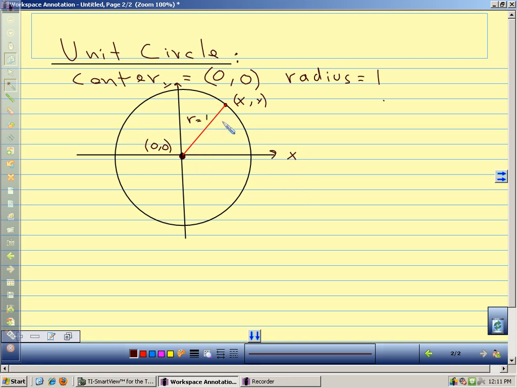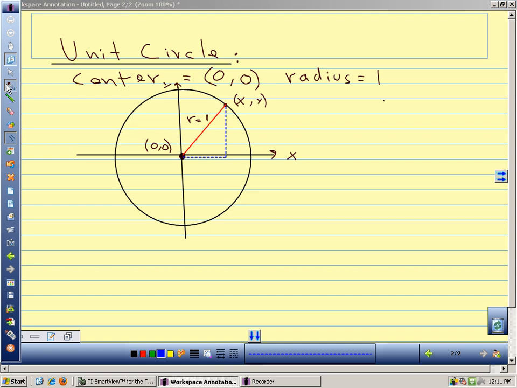Now what we're going to do to use the unit circle to help us out with trigonometry is we're going to turn this into a triangle. And we did this a little bit last chapter when we were working with circles. So I'm going to turn this into a triangle and make the sides dotted. So I'm going to do it like so, and like so. And we'll say this is a 90-degree angle.